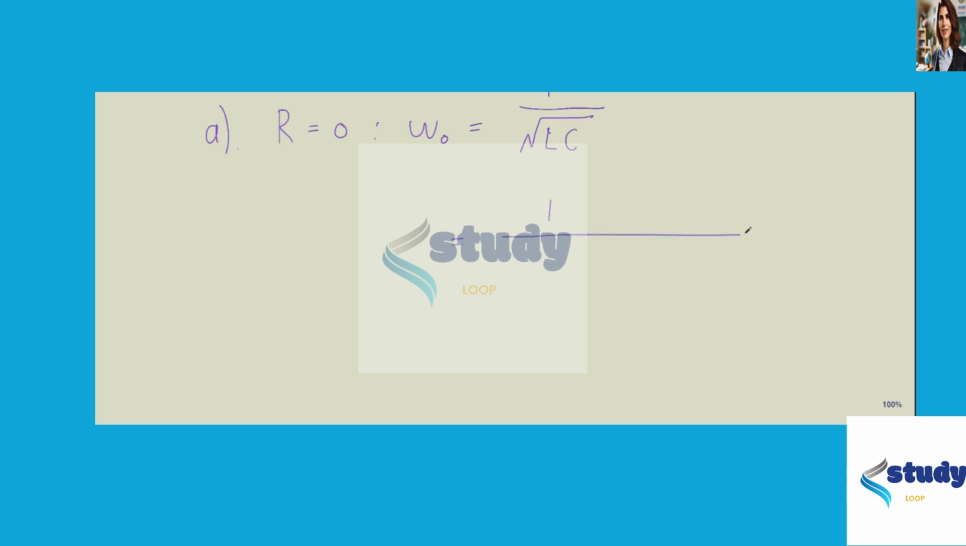So this is 1 over the square root. The inductance is given as 0.45 henries, and the capacitance is 2.5 times 10 to the minus 5 farads. And hence we get omega naught to be 298 radians per second.